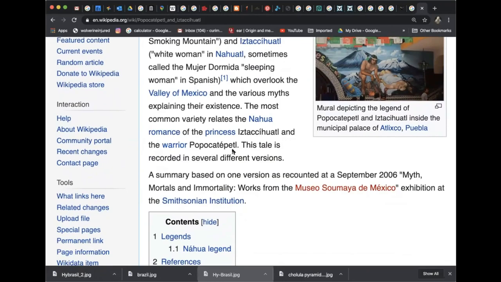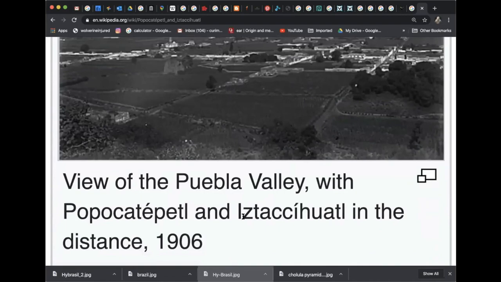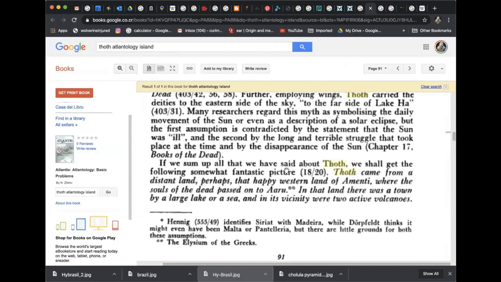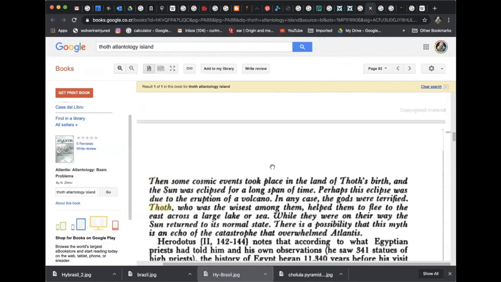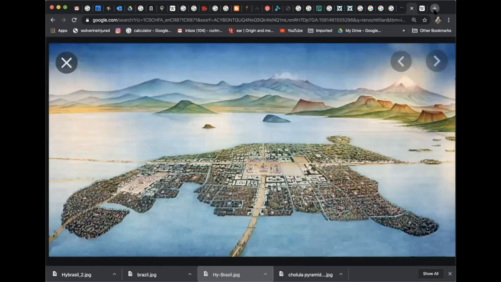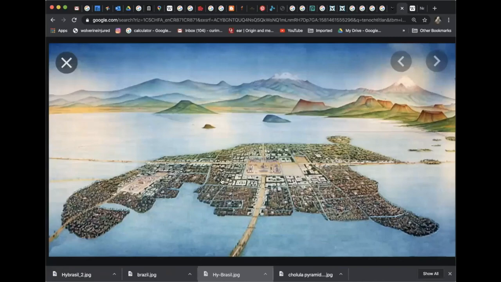So there's already, again, a view. Look at that, the two volcanoes, right? View of the Puebla Valley with Popocatépetl and Iztaccíhuatl in the distance, 1906. So these two volcanoes overlook Tenochtitlan, which is in the Valley of Mexico. Now again, what is it saying? That where he's from, in the land of Thoth, there was a town by a large lake, and in its vicinity were two active volcanoes. A city and a lake. This is Mexico with two active volcanoes. A city and a lake with two active volcanoes. Any questions?